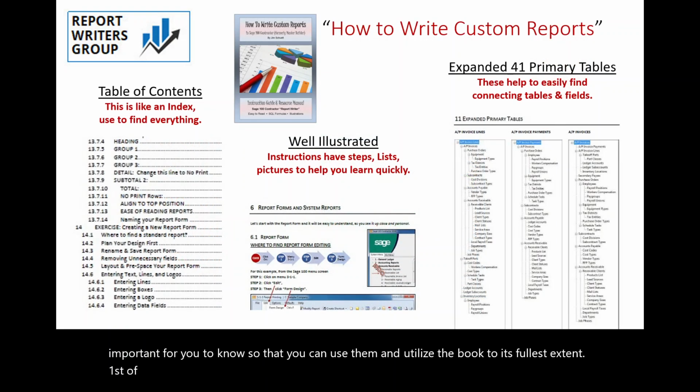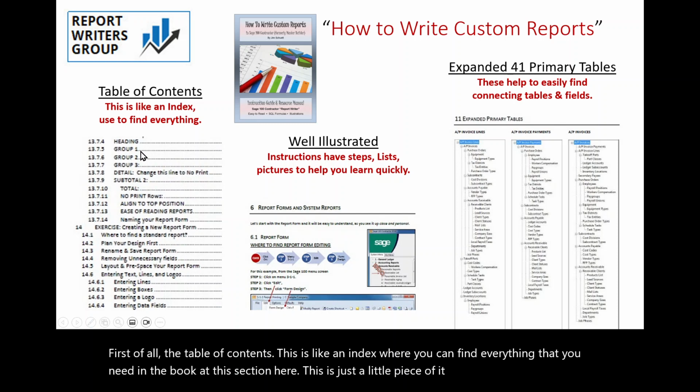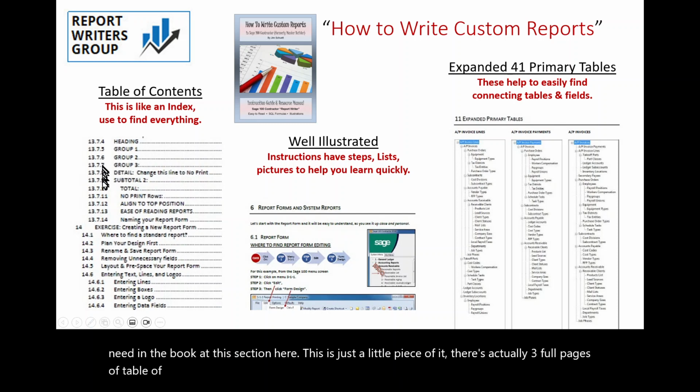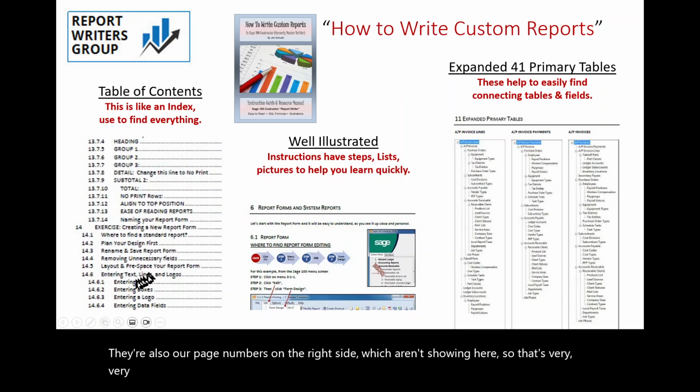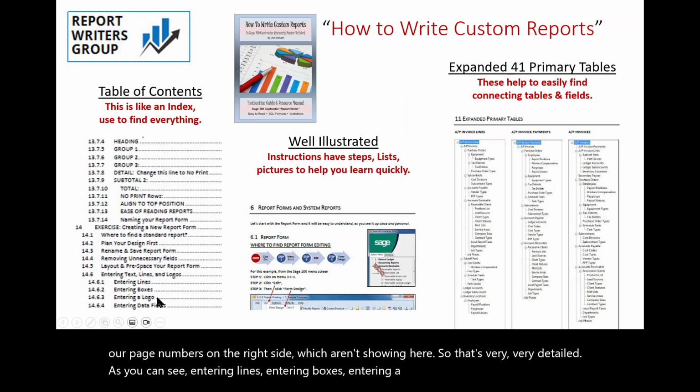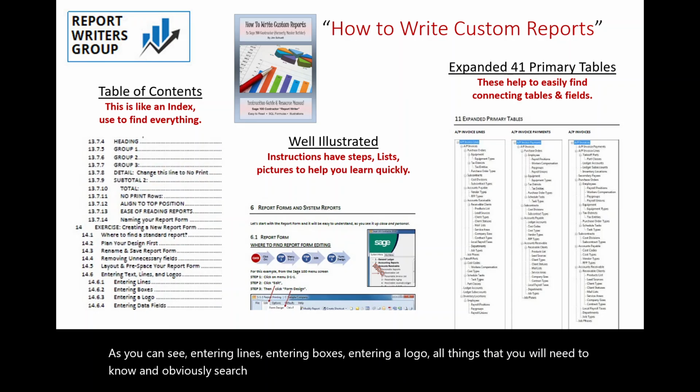First of all, the table of contents. This is like an index where you can find everything that you need in the book. This section here is just a little piece of it. There's actually 3 full pages of table of contents. You'll notice that they're numbered, so they're easy to find. There also are page numbers on the right side, which aren't showing here. So that's very, very detailed. As you can see, entering lines, entering boxes, entering a logo, all things that you will need to know and obviously search for when you want to look it up. So that's the table of contents.